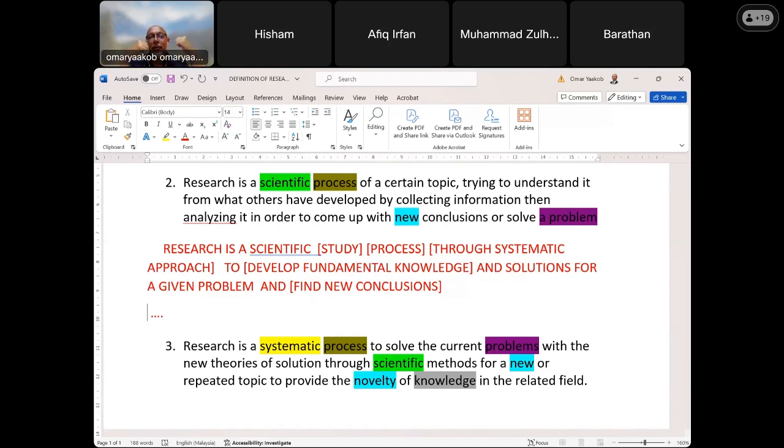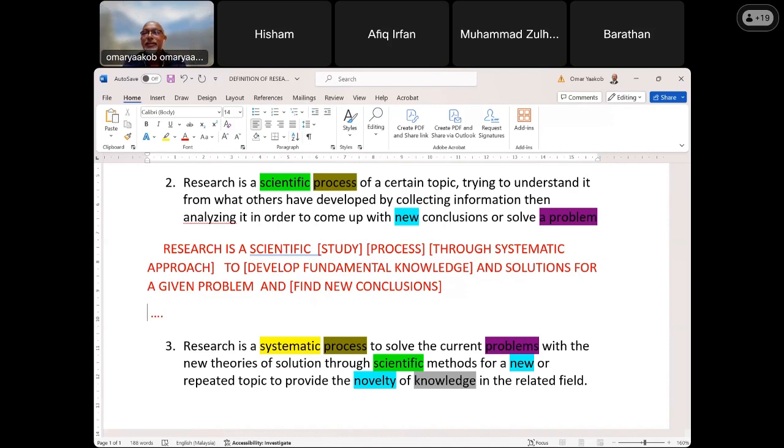What we want to do is, if you understand this properly, then when you do your research, you have that guiding light in front of you: this is what research is. If I do something else, it's not research. So that's why I want you to really understand and take a good grasp of what we meant by research.